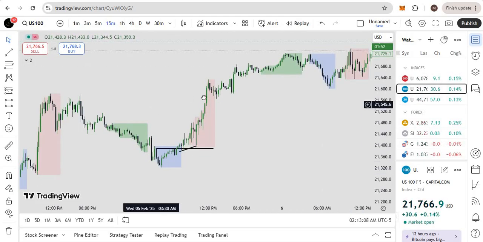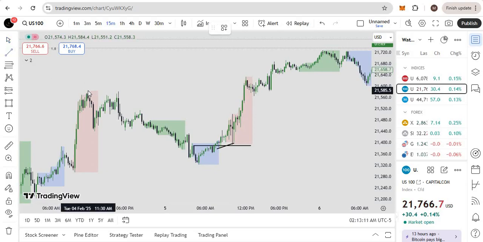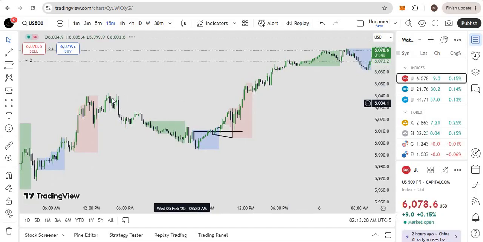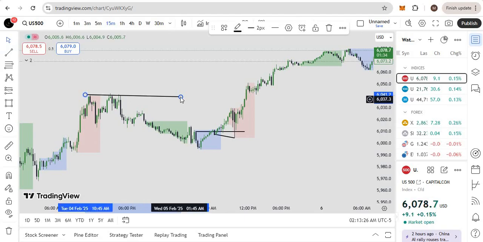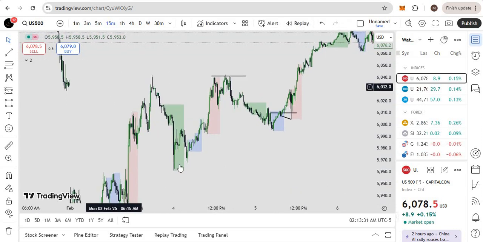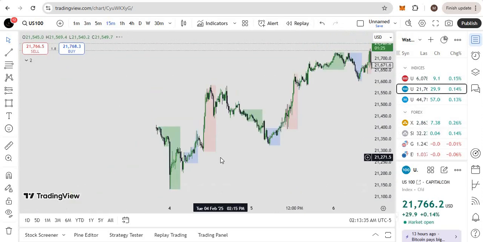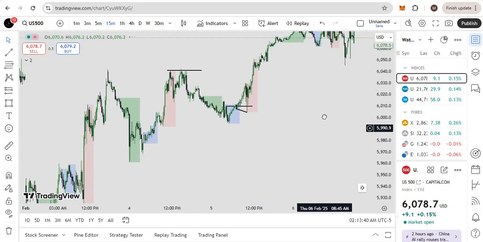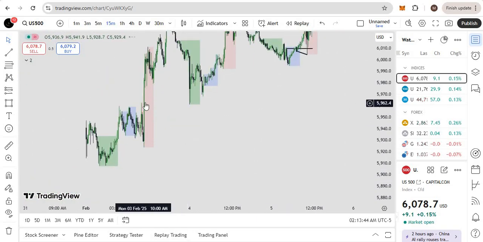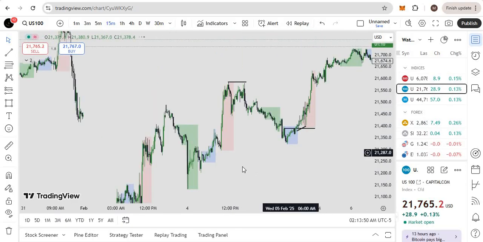See, here also US 100 failed, US 500 did. Like here. Understand? You will find this over and over again in all asset classes, bro. You just have to identify the things with that. Like this was, I'm sure, some sort of news candle. You will also find an SMT here.